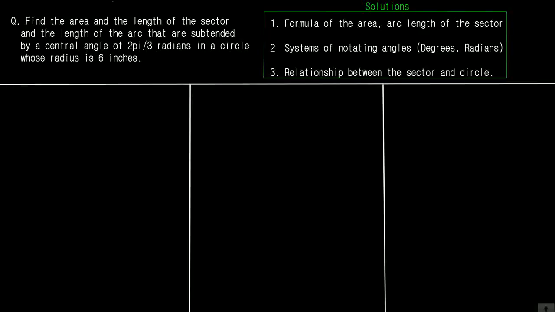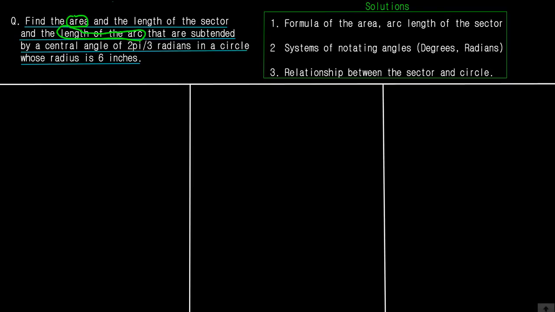The question is: find the area and the length of the arc of the sector that is subtended by a central angle of 2 pi over 3 radians in a circle whose radius is 6 inches. So this question is basically to solve for the area as well as the length of the arc of a sector.